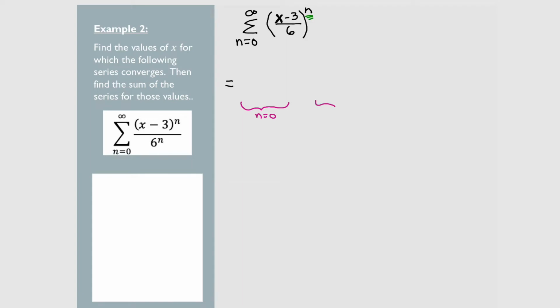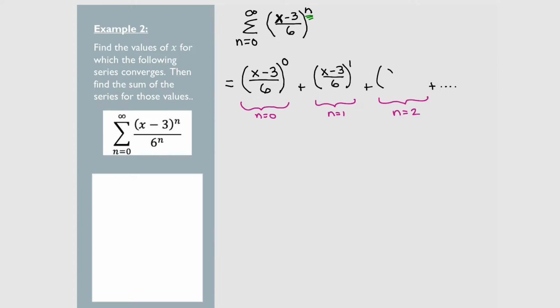And we are going to list out, as we did with the last example, the first 3 terms for this geometric series. That is, I'm going to let n equal 0, then I'm going to let n equal 1, then I'm going to let n equal 2, and I'm going to see what I have coming out to play in this geometric series. So let's let n equal 0. When I let n equal 0, my first term in my series is (x minus 3)/6 raised to the 0th power. My second term is (x minus 3)/6 raised to the 1st power. My third term is (x minus 3)/6 raised to the 2nd power, and so forth.